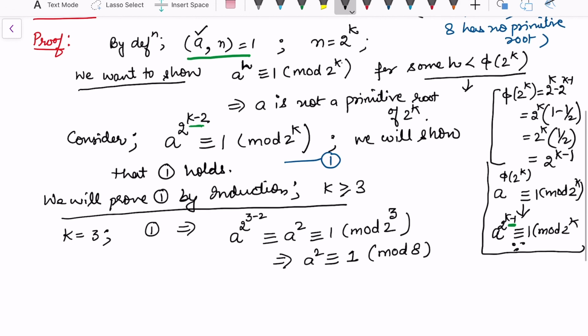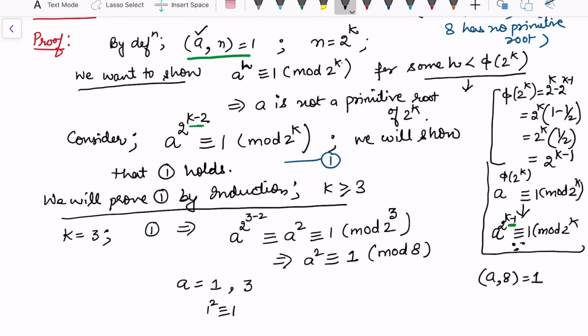So we are saying that this holds, and there are many numbers for which this is true. Take a equal to 1. We wanted to select a number a whose GCD with 8 is equal to 1. So there are such numbers a. If we take a equal to 1, we know 1 square is congruent to 1.